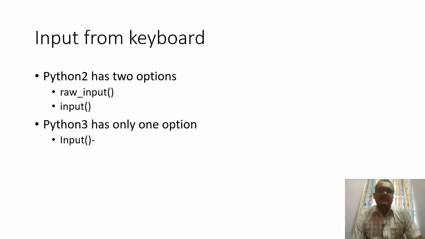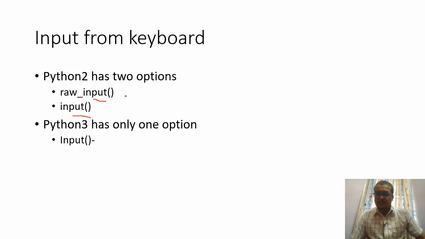So the next one is, why we are considering output and input at the very first stage of learning is that you need to understand how to take an input from a user and how to present an output to the user. So in Python, we need to take an input from the keyboard. We have Python 2 and Python 3. In Python 2 we have two options here. The first one is raw_input, which is the name of a function, and the second one is input as usual.